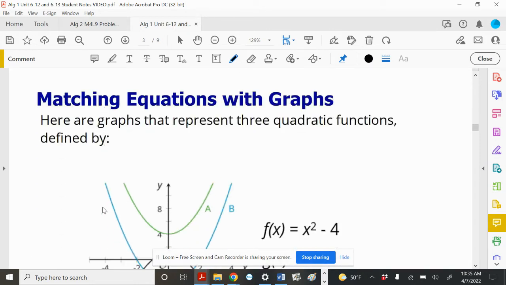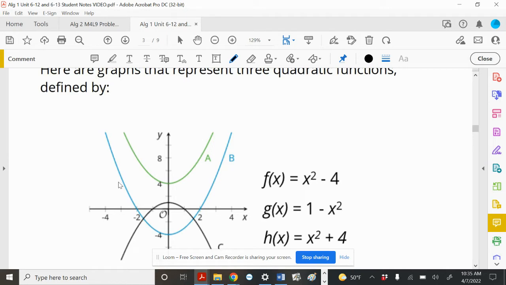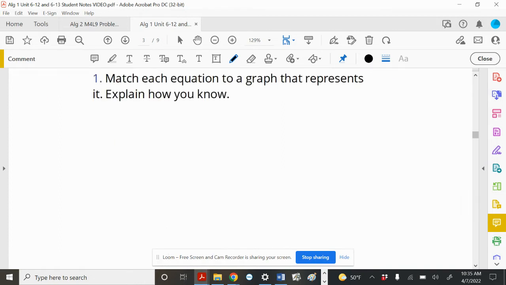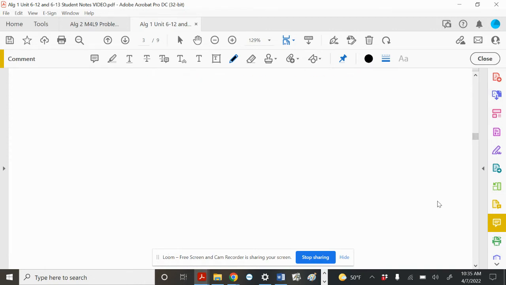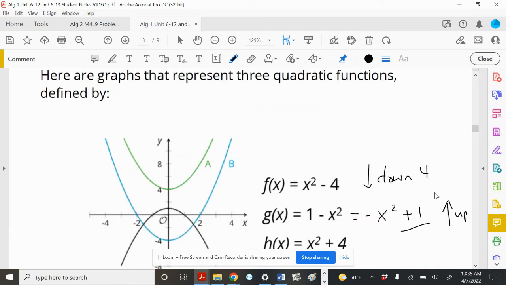So, matching different graphs. So this is stuff that we've done before. Remember that the minus 4 causes it to go down 4. This is really equal to negative x squared plus 1. I like to write the x squared term first so that we can see what's going on. Let's just look at the 1 here. The 1 is telling me we go up 1. Whoops, that should have been a 1. So that goes up 1.